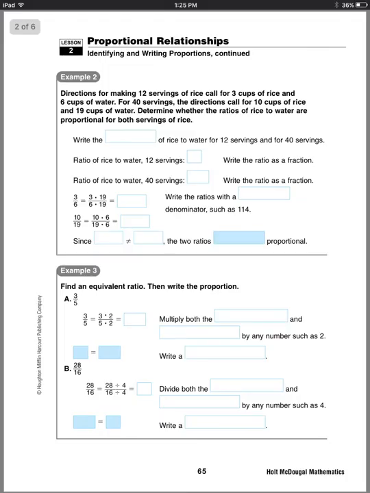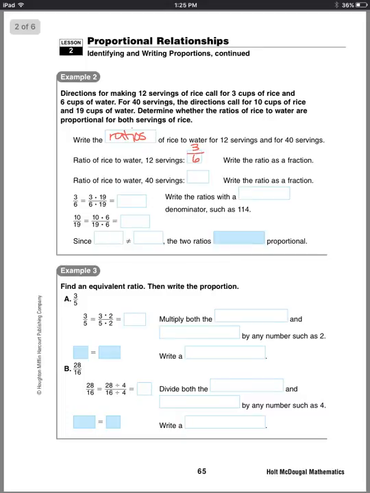Directions for making 12 servings of rice call for 3 cups of rice and 6 cups of water. For 40 servings, the directions call for 10 cups of rice and 19 cups of water. Determine whether the ratios of rice to water are proportional for both servings of rice. So, we need to write the ratios of rice to water for 12 servings and 40 servings. So the ratio of rice to water for 12 servings is 3 cups of rice to 6 cups of water. Okay? Because it says rice to water, rice goes on top, water goes on bottom.